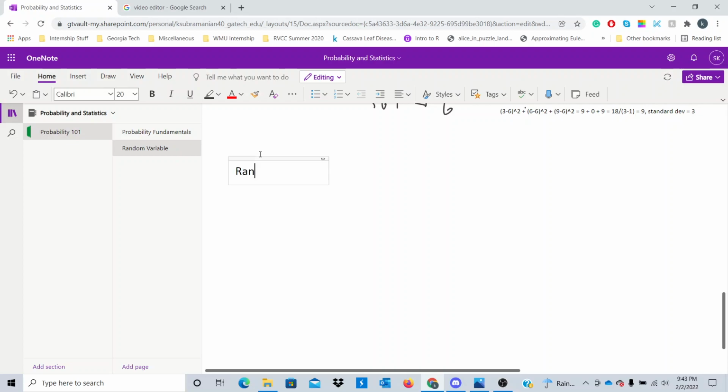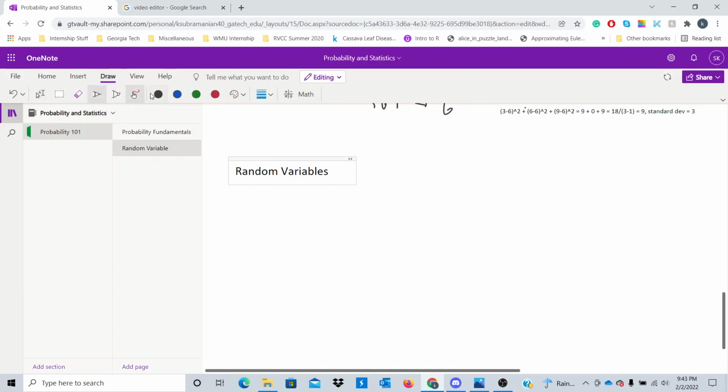So let's create a section here. Random variables. What is a random variable from an intuitive standpoint? Here's kind of what it is. We have events in space that happen, but wouldn't it be great to be able to attach a number to something that happens?